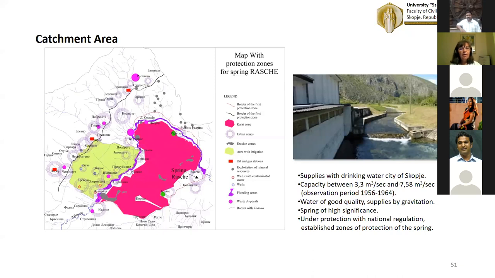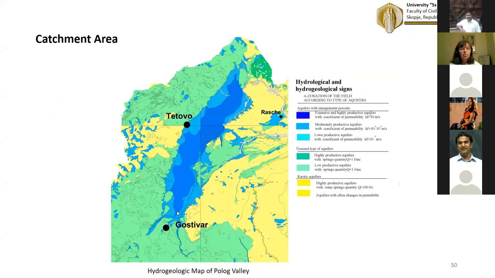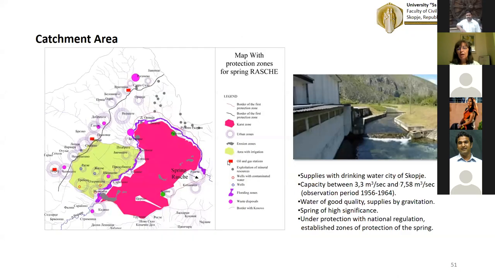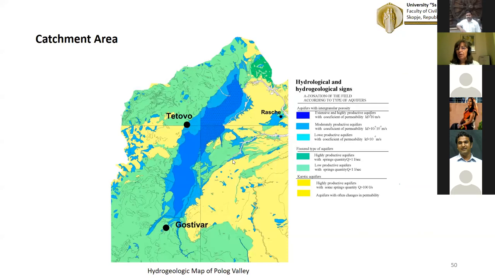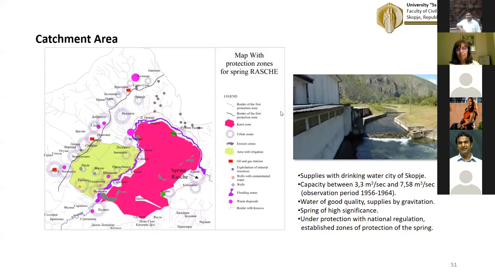That's why it is of very high importance, and it's under protection with national regulation, and zones of protection are established for this spring. There are three zones of protection. The first zone is near the spring. The second one is in the eastern part of the mountain. And the third protection zone of this spring is the lowland of the whole valley. In the first and the second zone, landfill is not permitted according to the regulation, while in the third zone it can be permitted according to the local conditions. Hydrogeology as a criterion is very important because we want to protect this source of water for the drinking water supply.